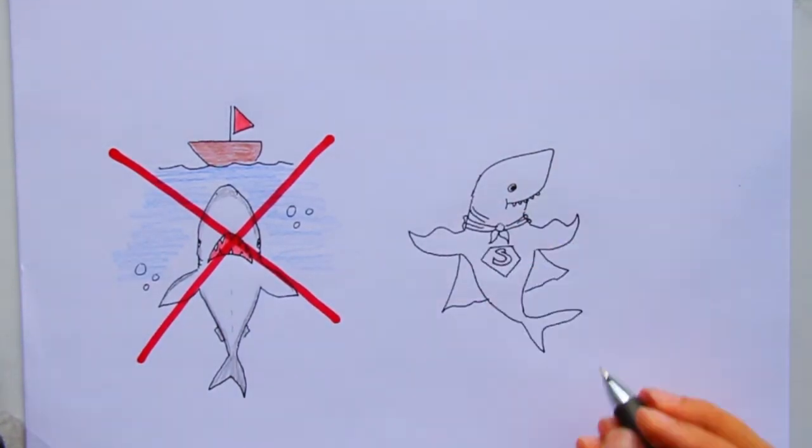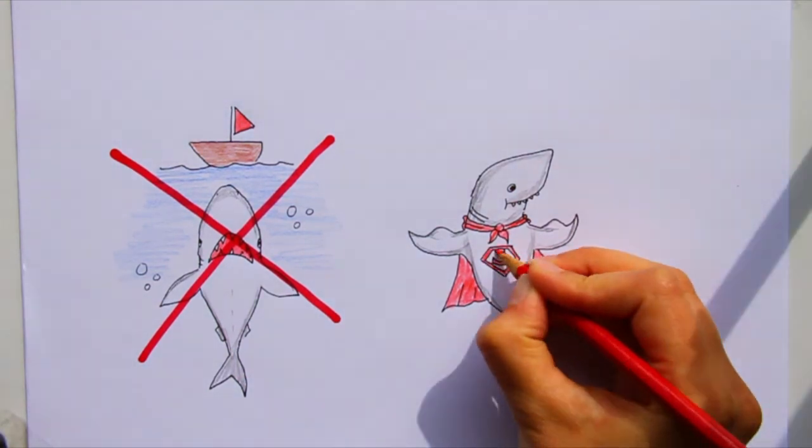So, forget about jaws. If we want to preserve the marine ecosystems, we have to prevent the extinction of the sharks.